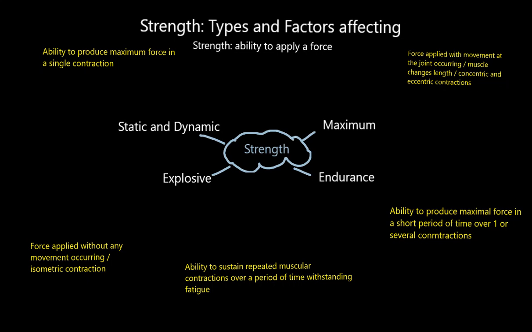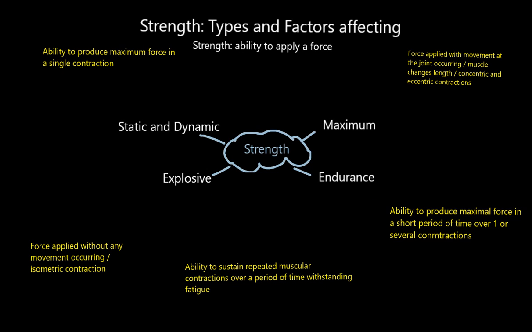So I just thought I'd come up with the 4 main types of strength the exam board want you to know about and a little definition of each one. And we're going to play a little bit of match up, make it interactive, check me out. What we've got here is static and dynamic strength, maximum strength, explosive strength, and endurance-based strength.